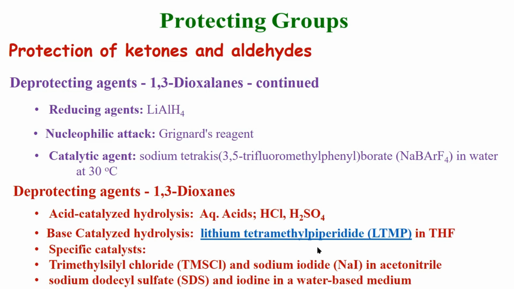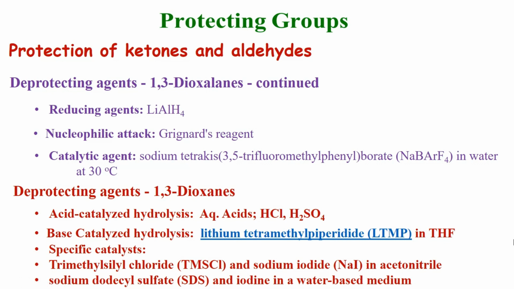Specific catalysts are also used for deprotection of 1,3-dioxanes. One of the best catalysts used is trimethylsilyl chloride and sodium iodide in acetonitrile. Another specific catalyst used for deprotection of 1,3-dioxanes is sodium dodecyl sulfate, SDS, and iodine in a water-based medium. As this is a water-based medium, this is more eco-friendly. These are the methods of deprotection of aldehydes and ketones.